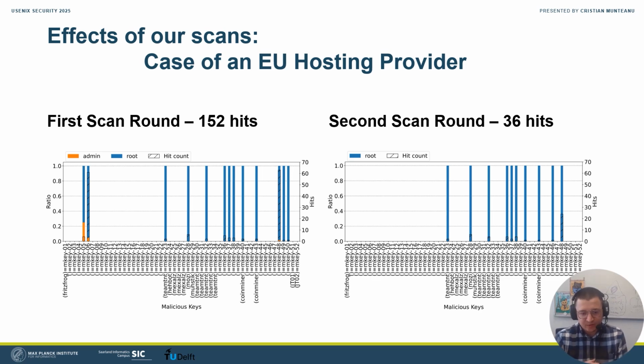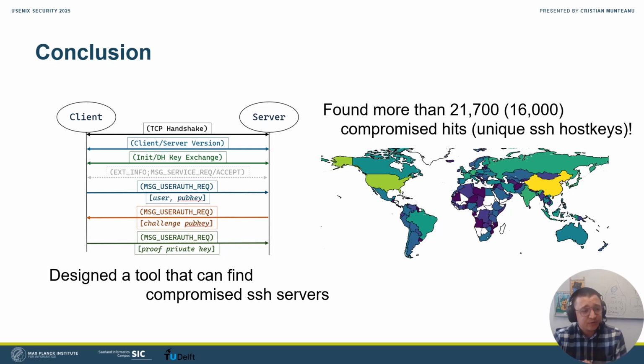All right, so jumping to the conclusion, what we showed in our research is that using the SSH protocol, using its RFC design, we can design a tool that can find compromised SSH servers in the wild simply using the known to be malicious public key. And through our extensive scans, we found more than 21,000 compromised hits all over the world.